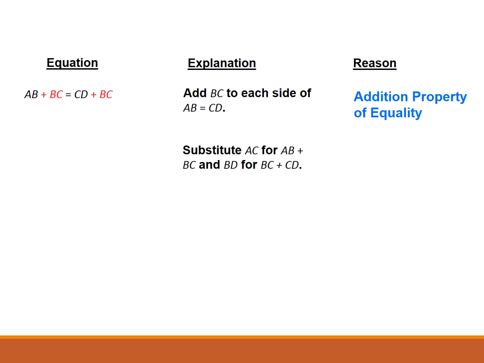Okay, now we want to substitute AC for AB plus BC, because remember, AC equaled AB plus BC. And we're also going to substitute BD for BC plus CD, because remember, BD equaled BC plus CD. So AC equals BD. And what is that? Substitution. And there we are. We're finished because that's what we needed.